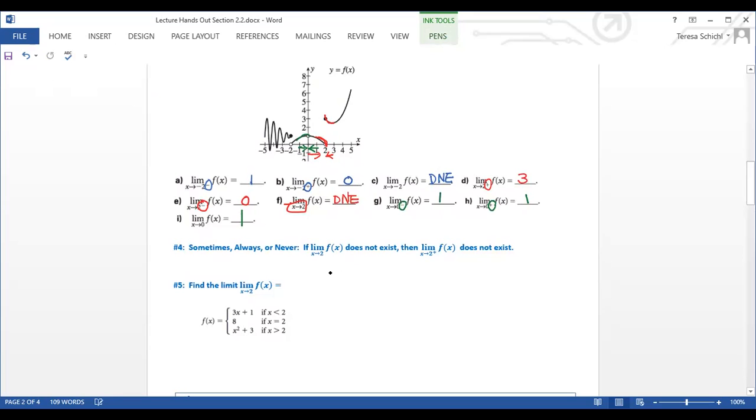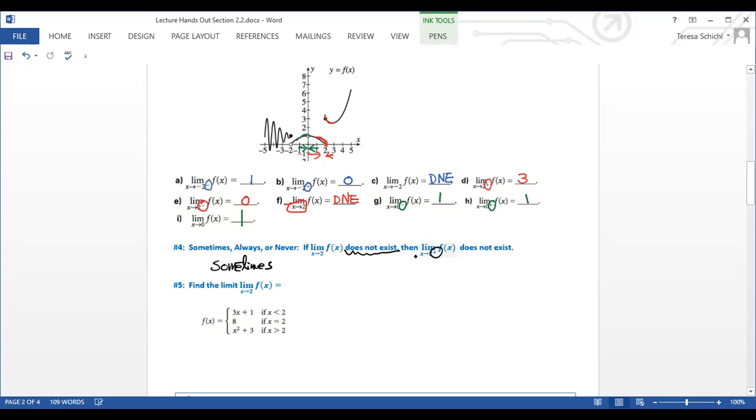All right, now let's see here. If the limit as x approaches 2 does not exist, then we say the limit as x approaches 2 from the right-hand side does not exist. Is this sometimes, always, or never? This is sometimes, right?